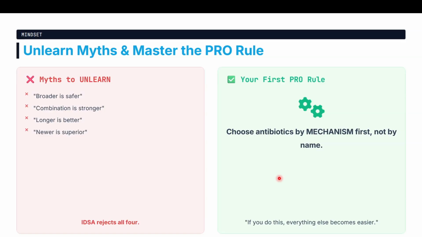Similarly, your first rule is: choose antibiotics by mechanism first, not by name. How it acts is what is important, and not its name. Just hearing the term meropenem doesn't signify that it is the best antibiotic of choice. If you do this, everything else will become easier in the upcoming modules.